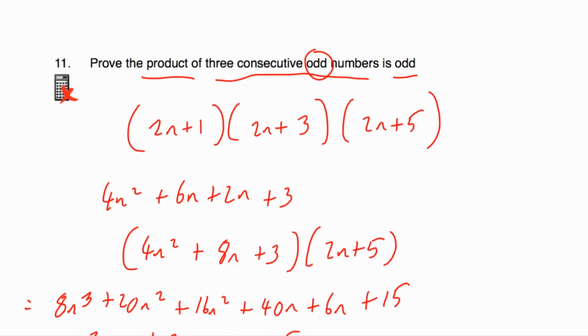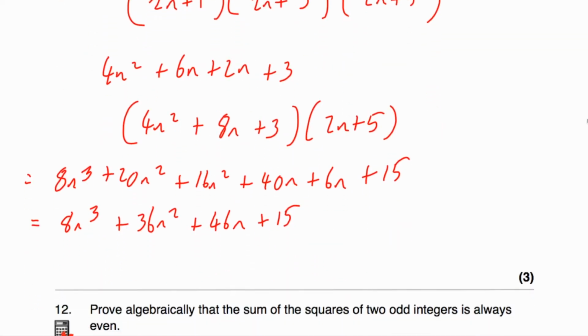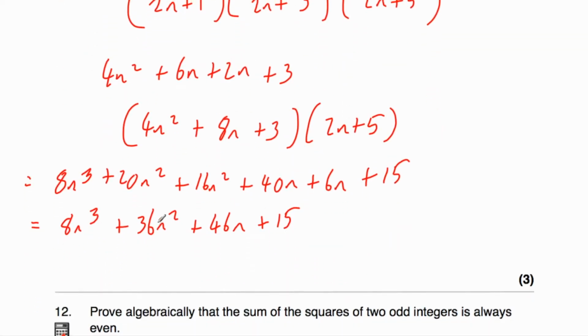Now in this question, we're asked to show that that is odd. And if you look at it, well, we've got 8 times something plus 36 times something plus 46 times something. Well, it's all going to be even. And then we've got our plus 15. So we've got an even plus an even plus an even plus an odd. Well, an even plus an even plus an even plus an odd is equal to an odd. And you can just explain that.